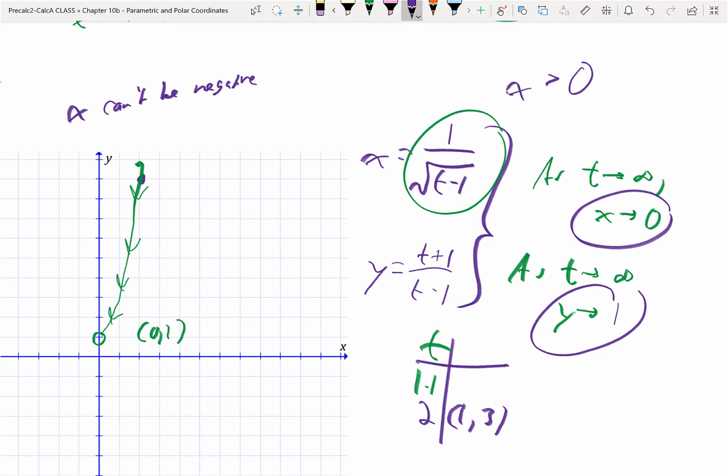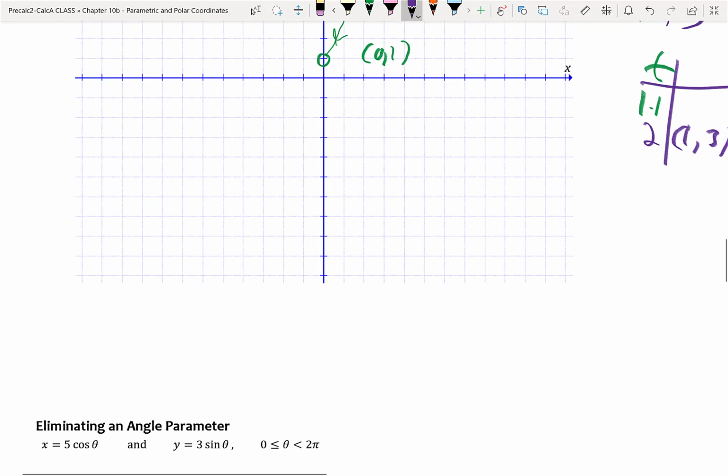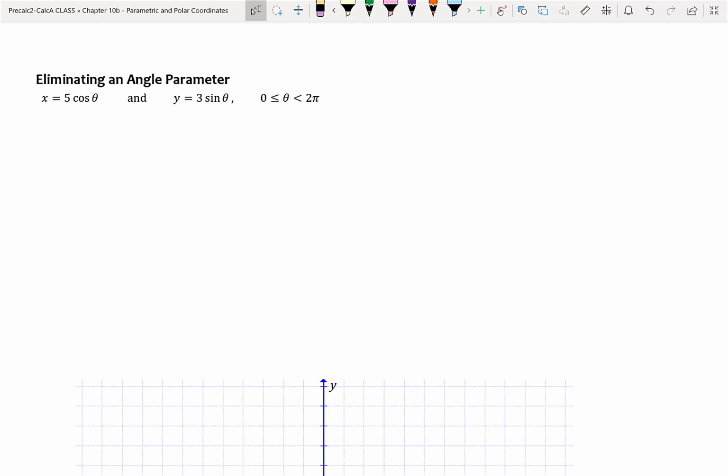Nice catch. So the arrows say, as t increases, what happens to your x or y? They indicate as t gets bigger, what are you approaching? I might do a different example next year. Okay, eliminating an angle. This one's more fun.